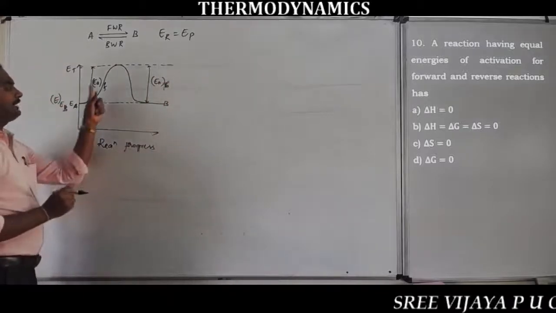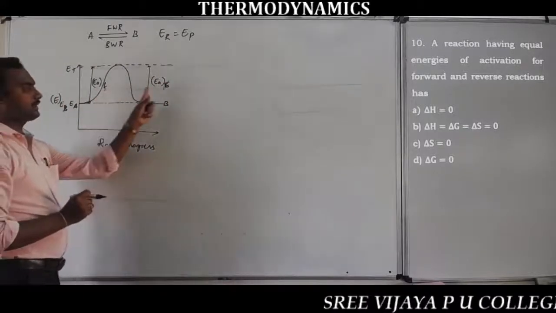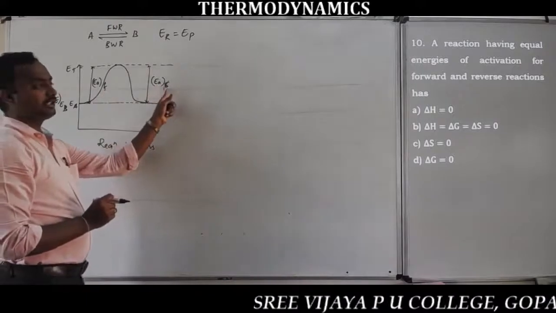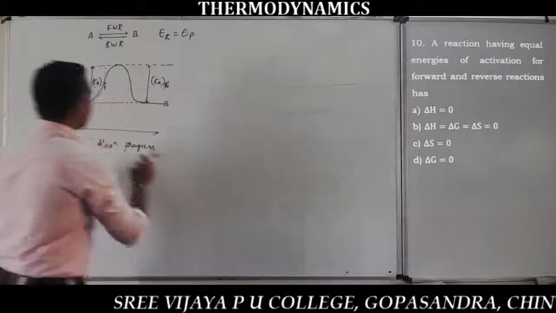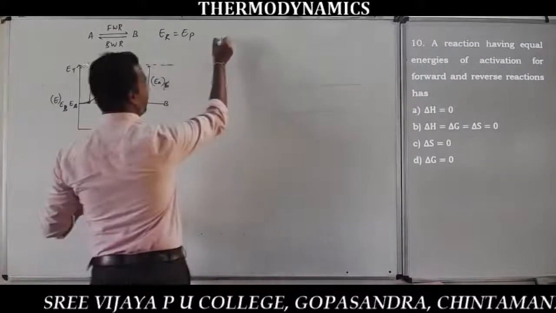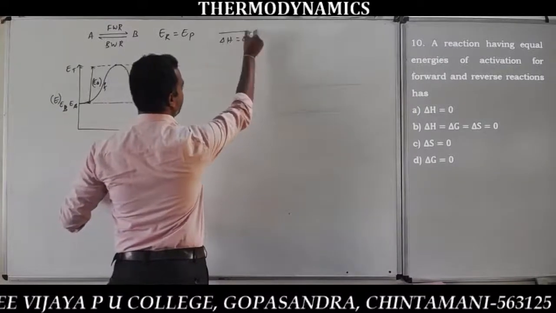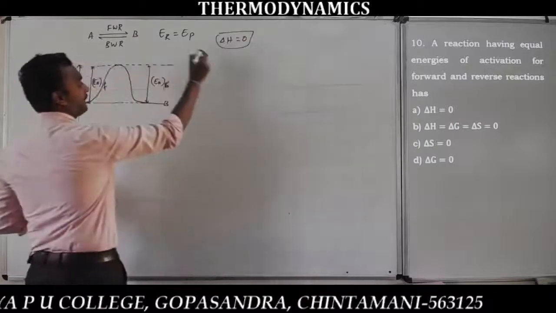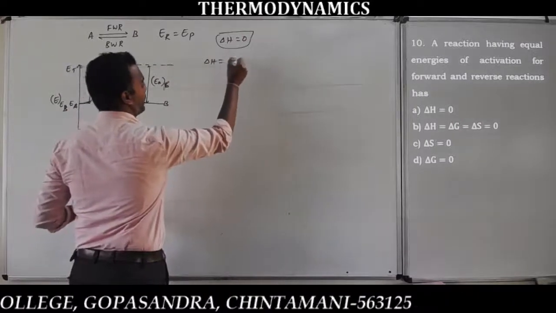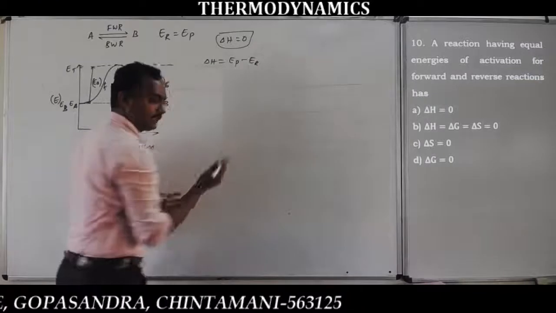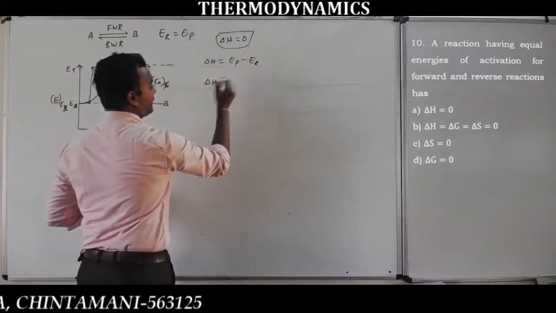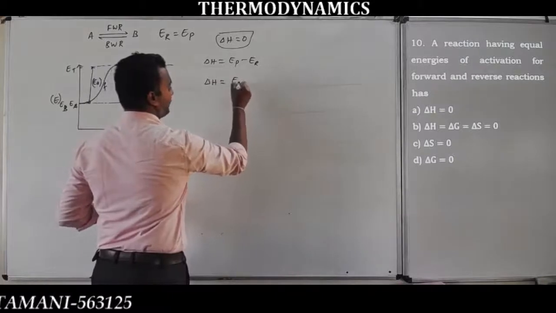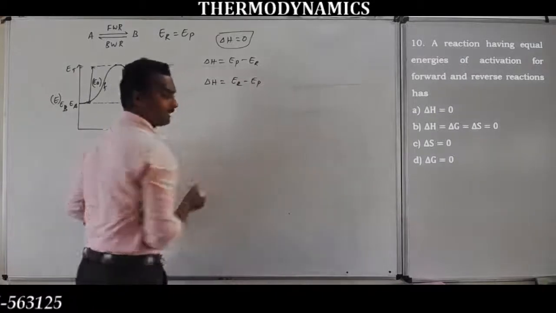So the energy of activation for forward reaction and the energy of activation for backward reaction, both are given as equal. When both are equal, there is no delta H, so delta H is equal to 0. We know that delta H is equal to energy of products minus energy of reactant in the case of endothermic reaction. In the exothermic case, delta H is equal to energy of reactant minus energy of product.